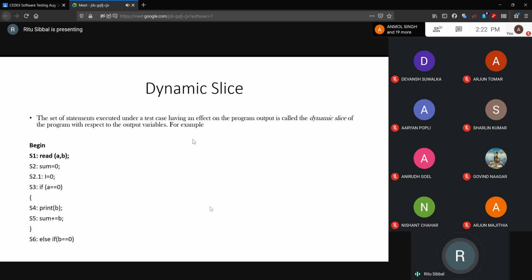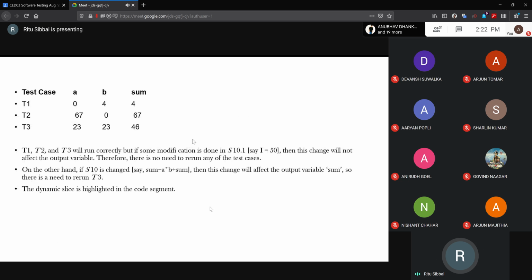So we will only pick up those test cases which will execute those statements where we have done a change in the output variable, or where we have done a change in the statement so that there is a change in the output variable. So that is what is called dynamic slice. If you see this program, there is only T3 which is running these statements where there is a change in the sum. So in statement number 10.1, we will run only T3. So that is the dynamic slice.